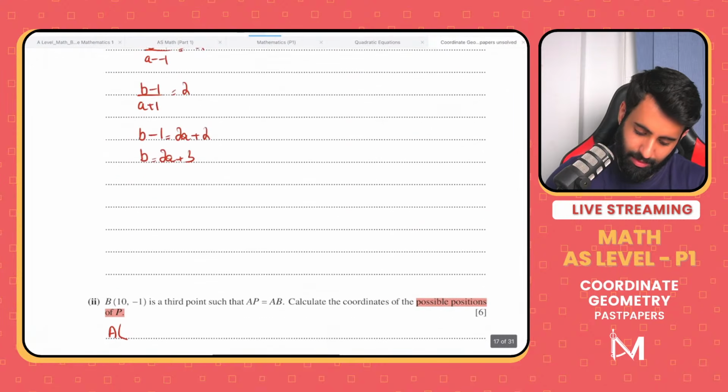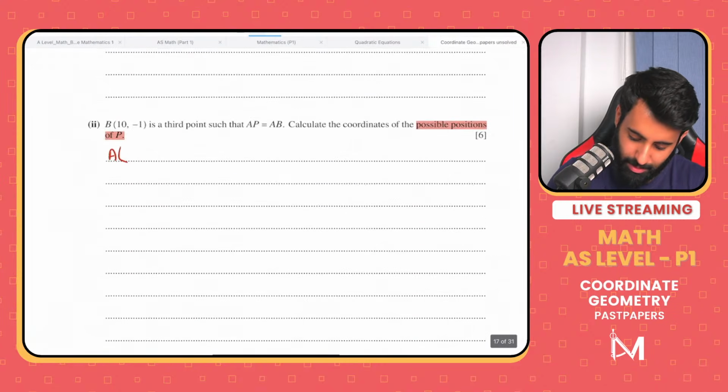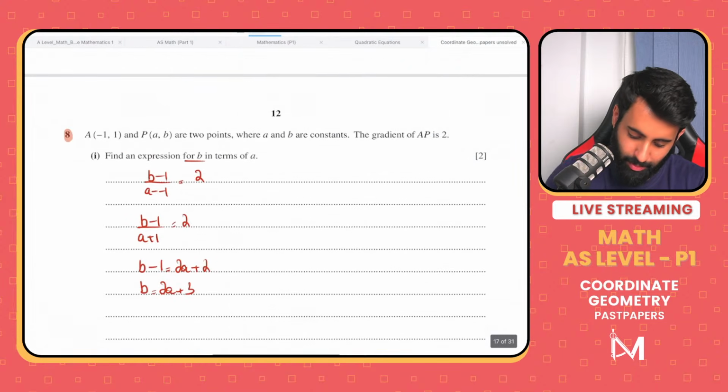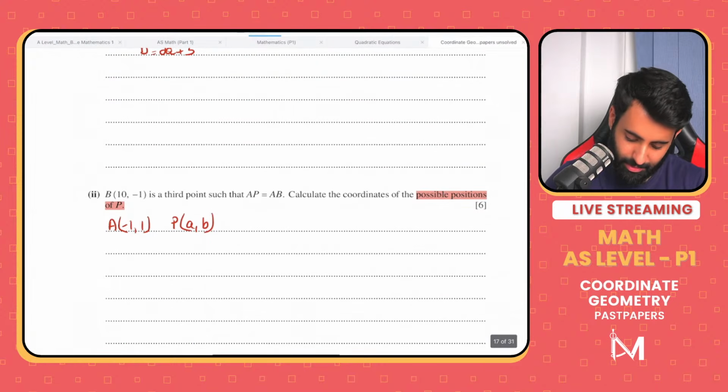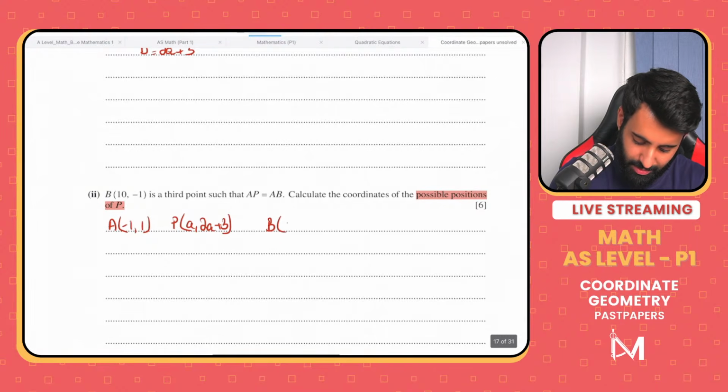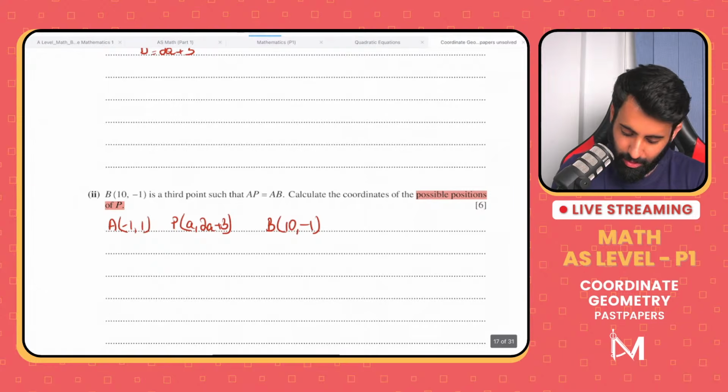So the coordinates of A were basically minus 1 comma 1. The coordinates of P were A comma B, but now that we know what B is, 2A plus 3, I'm going to replace B with 2A plus 3. And as far as the coordinates of B are concerned, they are 10 comma minus 1. Now according to the question, AP is equal to AB.